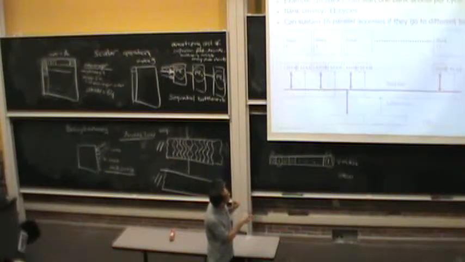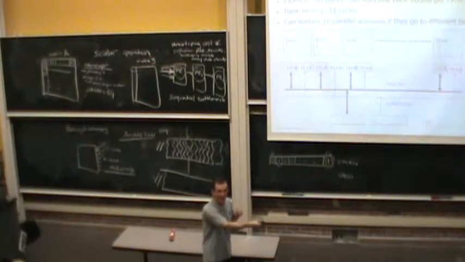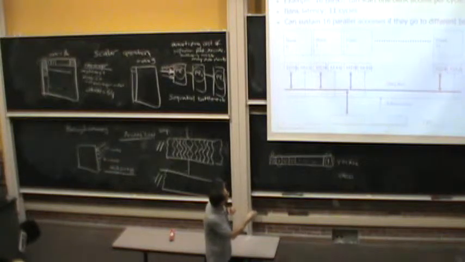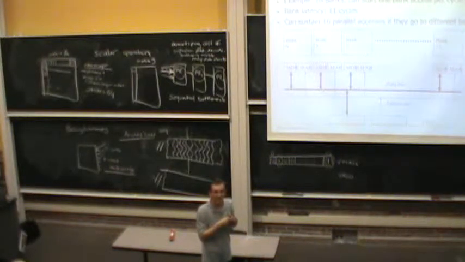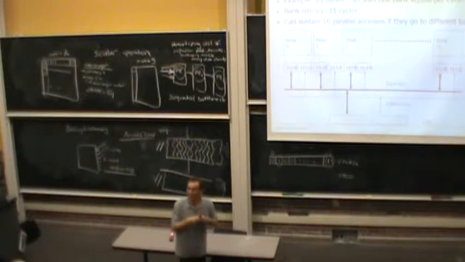So hopefully it's clear to you that if consecutive words are laid out in memory in consecutive banks, with a stride of 1, you can do 16 accesses in parallel. But what if your stride was 16?